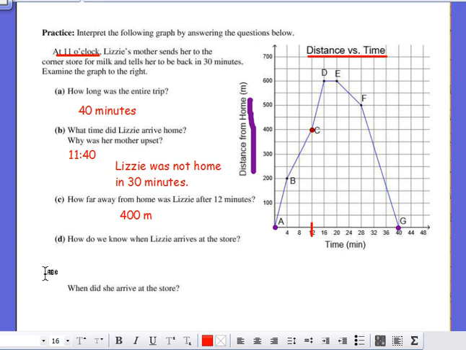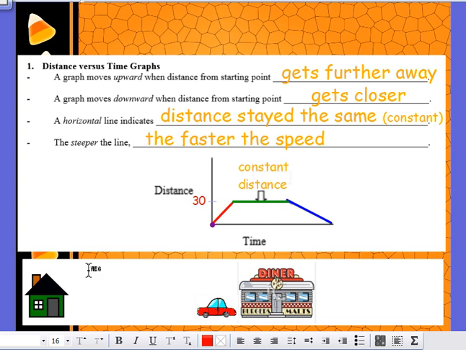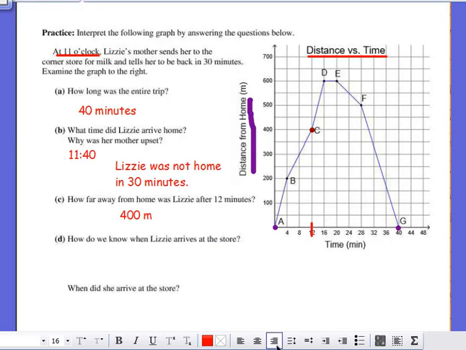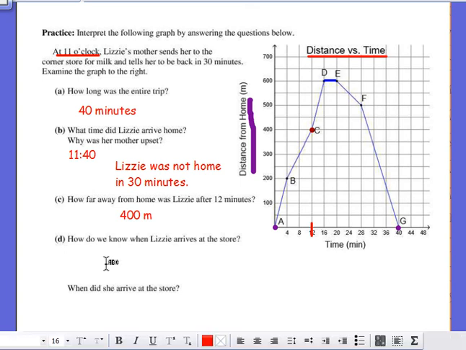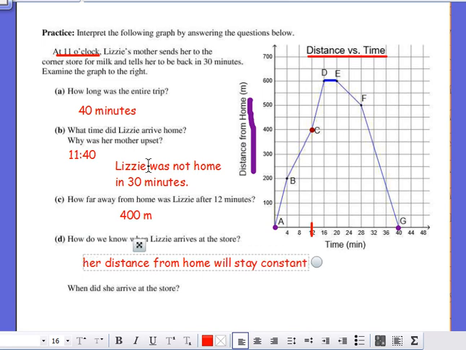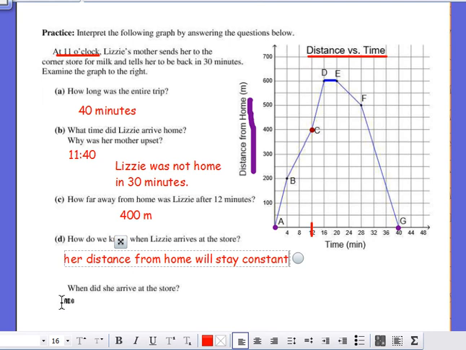Question D. How do we know when Lizzie arrives at the store? Well, remember from the front of your worksheet that the distance is going to stay the same once she arrives somewhere. So that's a horizontal line. So this must mean that Lizzie arrived at the store here because it's the only time that her distance from home stopped changing. So how do we know when Lizzie arrives at the store? When her distance from home will stay constant, or the same, or when you see a horizontal line.